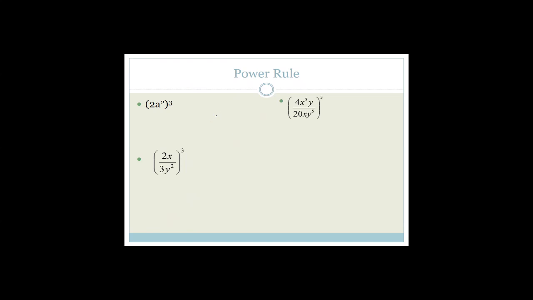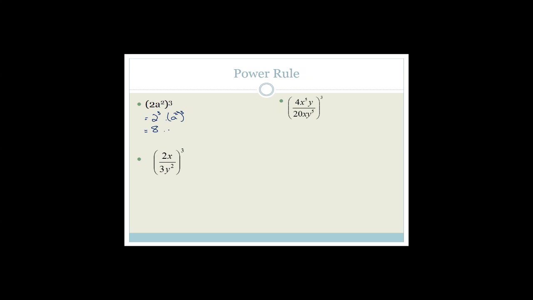Right, now let's look at examples for our power rule. So we've got 2a squared all to the power of 3, and that's the important thing, that it's all to the power of 3, which means we've got 2 to the power of 3, and we've got a squared all to the power of 3. And what does that mean? It means that we are going to be multiplying across the bracket here. But first, let's do this number. Don't forget to do the number. So 2 cubed is 8. 2 times 2 is 4, times 2 makes 8. So 2 cubed is 8.